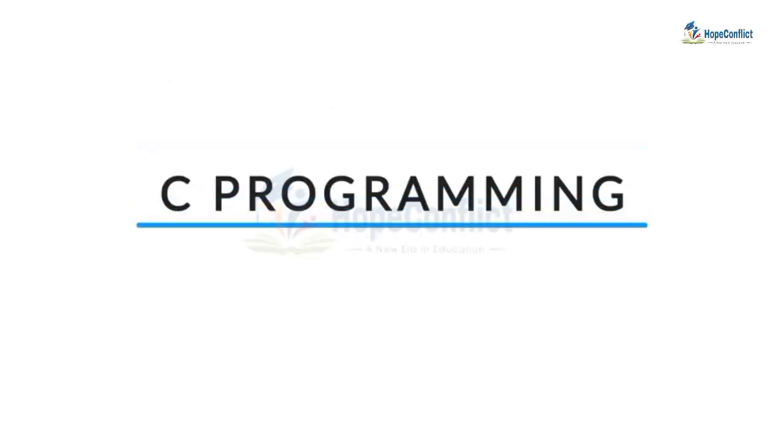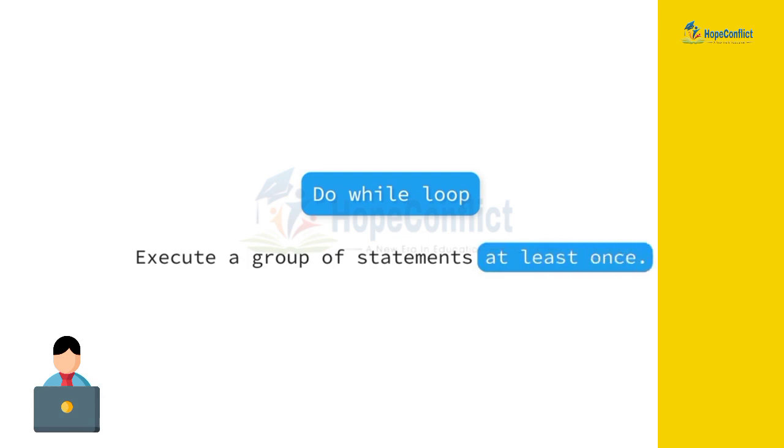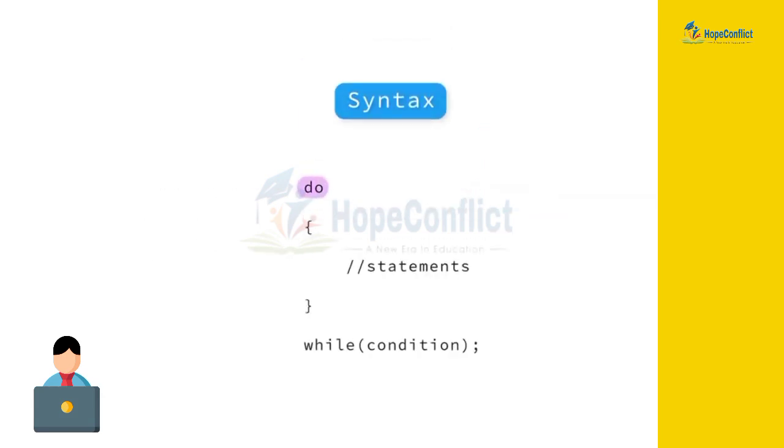Hi friends, in this video we are going to discuss the do-while loop in C. So we can use a do-while loop in cases where we want to execute a block of statements at least once. Now this is the syntax of the do-while loop. Do, then write statements within curly braces and then while condition semicolon.